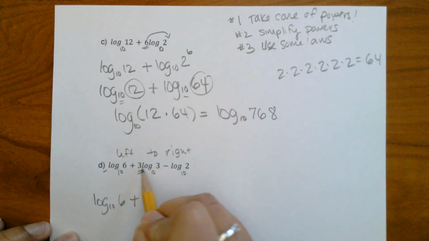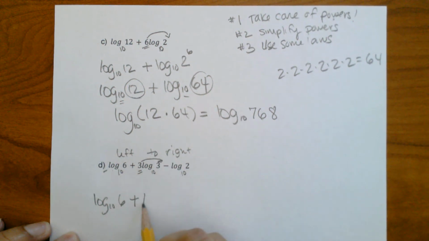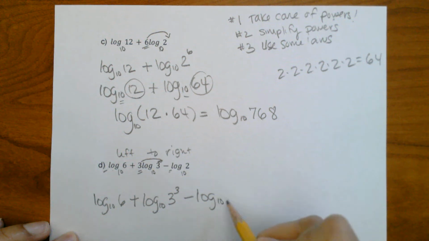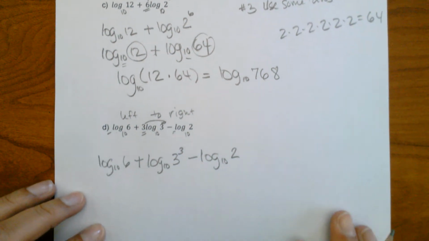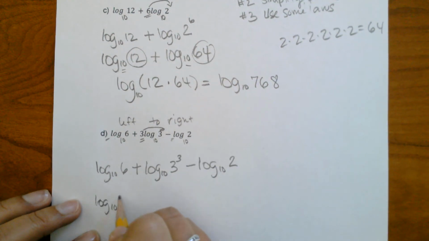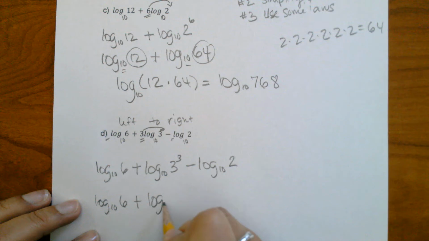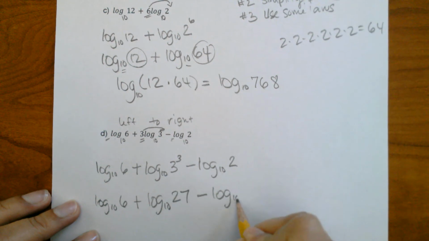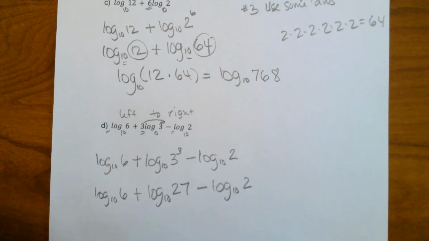Plus, oh, look at this. We've got to move this over. So this is going to be log base 10 of 3 raised to the 3rd power. There's a 1 there, so we don't need to worry about that. Minus log base 10 of 2. Okay, let's simplify our powers. So log base 10 of 6 plus log base 10 of 3 to the 3rd, which is 27, minus log base 10 of 2. Now we have to put it all together.